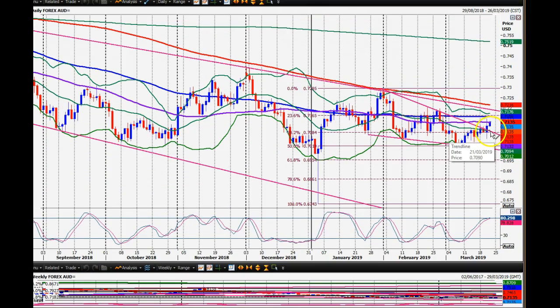Shorts in the Aussie dollar did not work yesterday. I thought that the break below 70.75 would be a sell signal, but we only got to 70.54 and then we bounced back very strongly, so that did not work. We're now through the trend line.